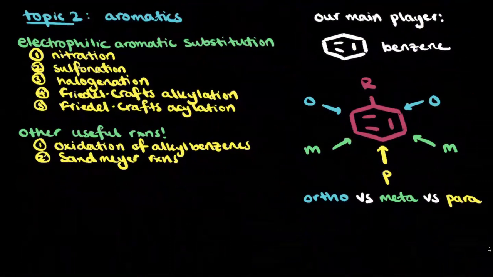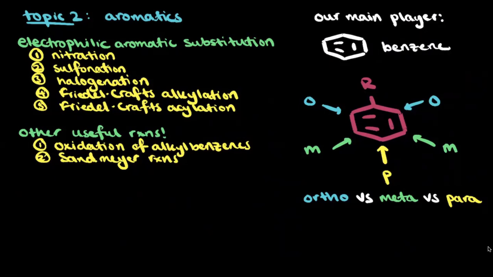Aside from that, there are two other useful reactions, technically three, but we already talked about one of those, that involve aromatic rings. That being your oxidation of alkyl benzenes, that's here, KMnO4, and also your Sandmeyer reaction, which can take an amine, form your diazonium ion, and replace it with whatever substituent you want.